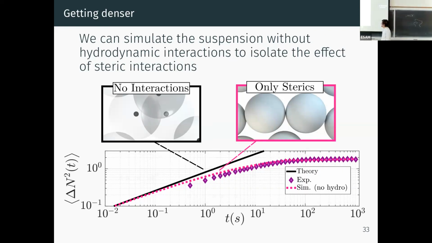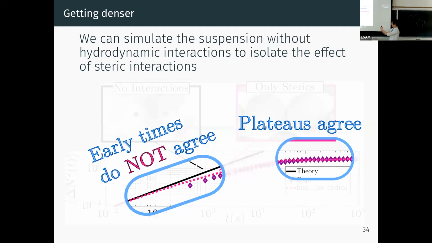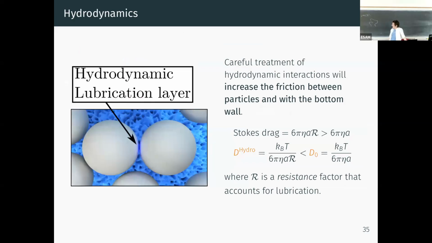So what happens when you include steric interactions? So now the particles are not in a fluid, but they are interacting. So they can't overlap, but they're not in a fluid. So this is what happens with the plateaus. If all we do is include steric interactions, no hydrodynamics, we get the plateaus right, which means that these plateaus are really telling us something about steric interactions. They're telling us about configurations. They're not telling us anything about hydro. Sort of by process of elimination, because the early time behavior does not agree between experiments and these simulations without hydro, it must be the case that early times are telling us about hydrodynamic interactions.